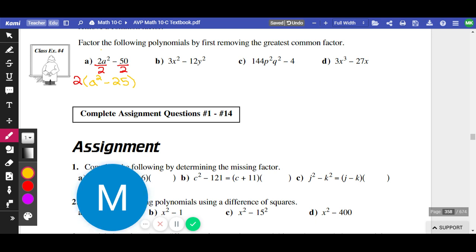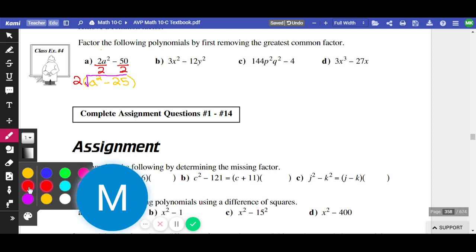Good. After you GCF, you count the terms in your remainder. Looking at the yellow thing here, I have 2 terms. 2 terms means difference of squares. Is this a difference of squares? Yeah, I can square root a squared, I can square root 25, and it's a subtraction question. So I square root everything. Notice that you're only square rooting the remainder, right? The GCF was its own thing out front.